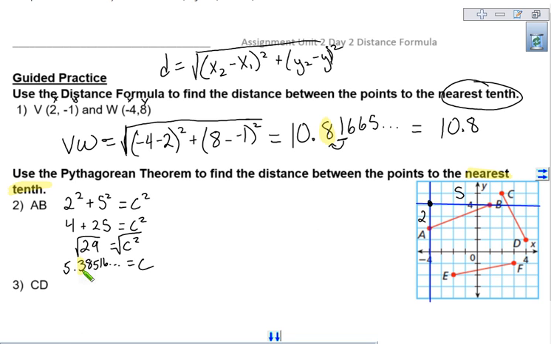Remember, this is our tenth spot. So we need to look behind it. And it's greater than 5, so we are rounding up. So we have 5.4 for our length for AB.